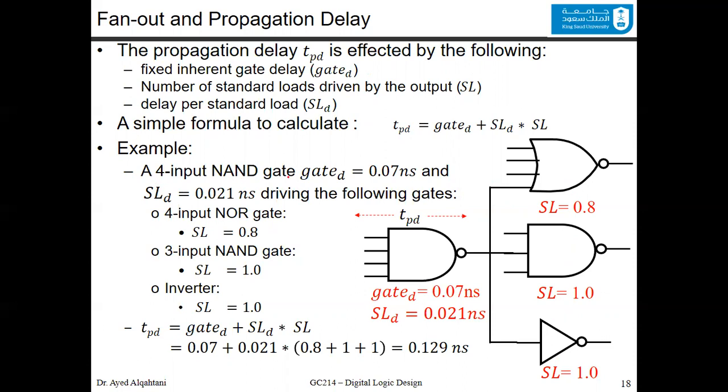So for a 4-input NAND gate, which is this one, you will have the propagation delay as 0.07, which is the inherent gate delay, plus the SLD, which is 0.021, times the summation of those standard loads, 0.8 plus 1 plus 1. And the resulting propagation delay is 0.129 nanosecond, meaning that you will spend this amount of time going through this 4-input NAND if it is driving those 3 circuits.